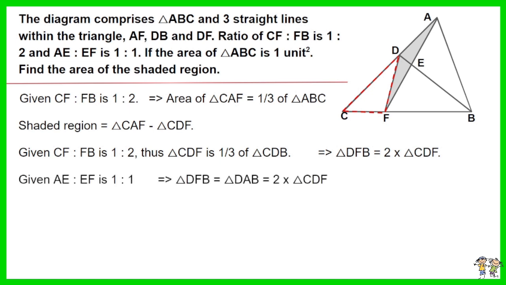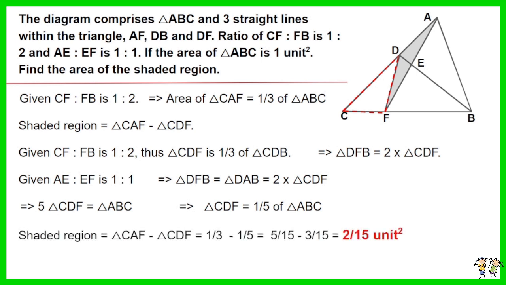Given the ratio of AE to EF is 1 to 1, triangle DFB equals triangle DAB, which equals 2 triangle CDF. As a result, we have 5 triangle CDF equals triangle ABC. Therefore, triangle CDF equals 1/5 of triangle ABC. The shaded region equals triangle CAF minus triangle CDF, equals 1 over 3 minus 1 over 5. The answer is 2 over 15 units square.